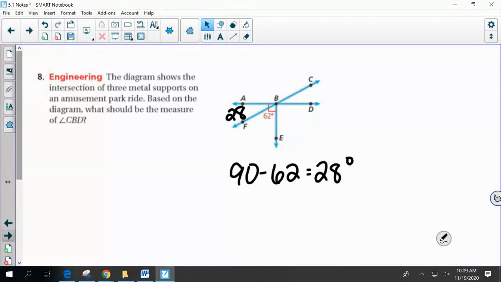And then what would CBD equal? 28. 28, because those are what kind of angles? What's the special name for them? Vertical, because they're directly across from each other. They are vertical angles. Okay?